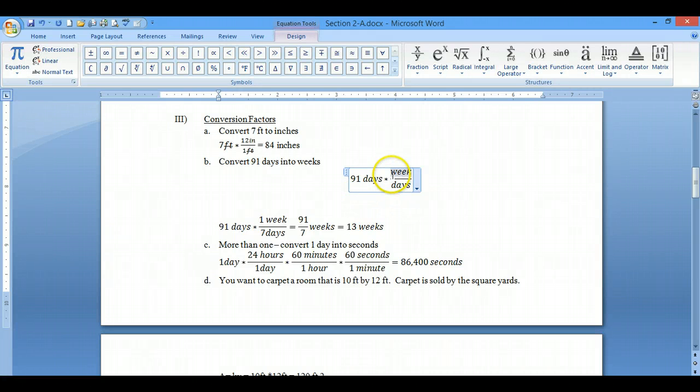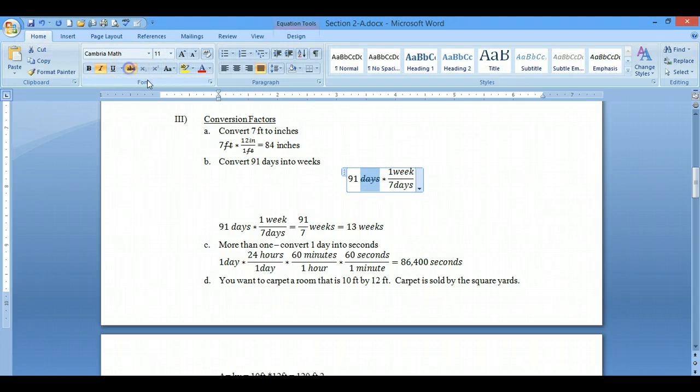So now let's fill in, what do I need? Well, 1 week is equal to 7 days. Oops, 7 days. There we go. So now I have days on top and on bottom. I can cancel out days, the unit, and I'm left with week. So I have 91 days, or 91 because the days are canceled out, times week, that's the only unit. 91 times 1 is still 91.